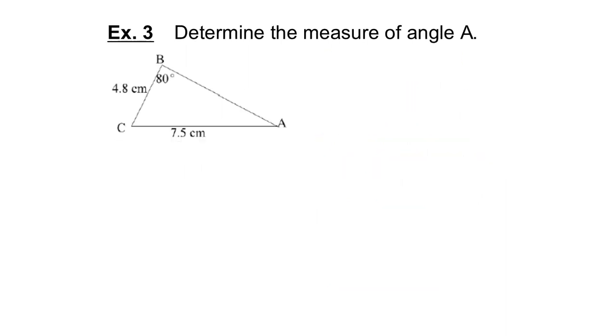So in the last two examples, we were looking at finding a missing side length. In this question, we're determining the measure of angle A. So this time we're finding this angle right here. Always start out by looking for these matching pairs though. Angle A, the one we're trying to find, matches with 4.8 centimeters. Angle 80 degrees matches with 7.5 centimeters. Well, look at that. I have a complete matching pair. That means I can use the sine law.